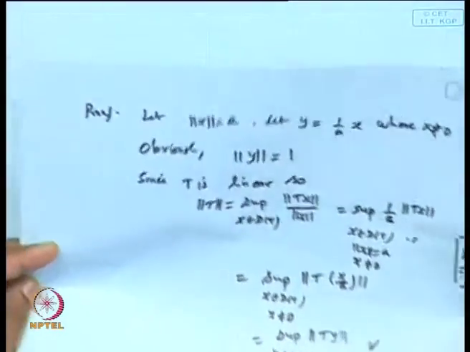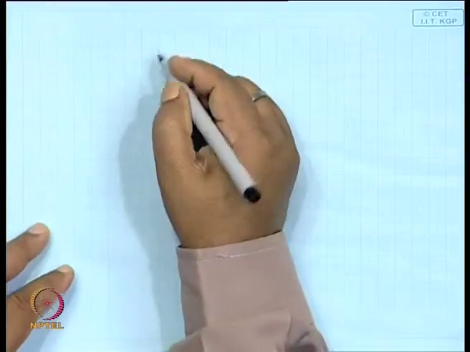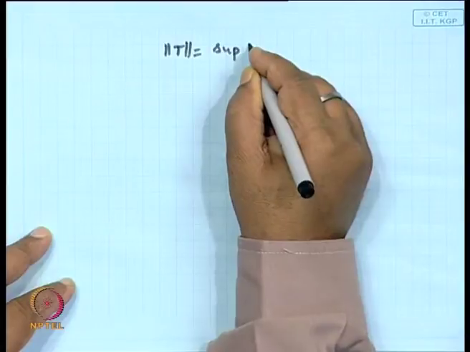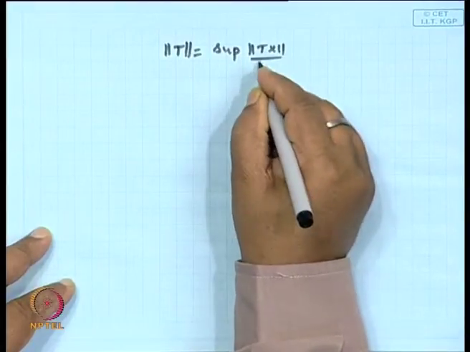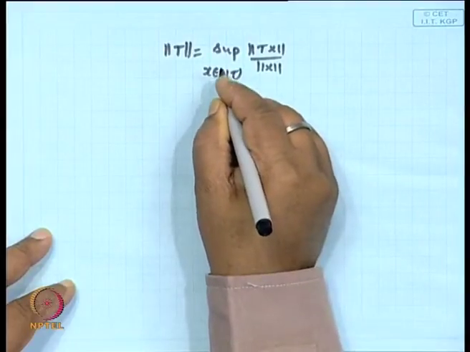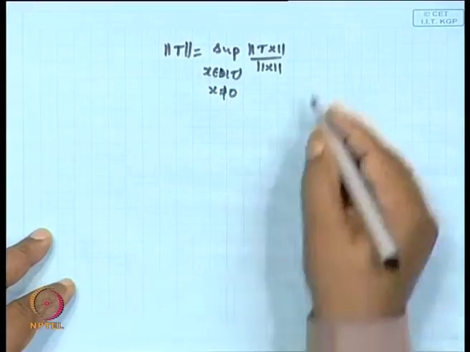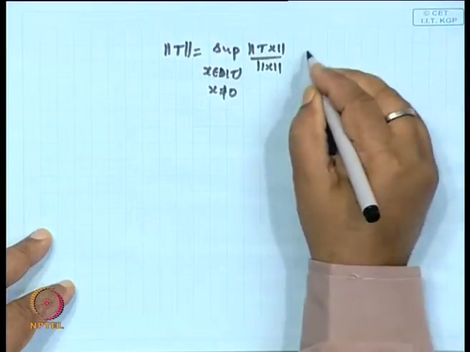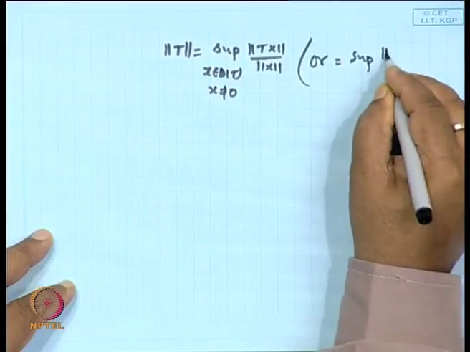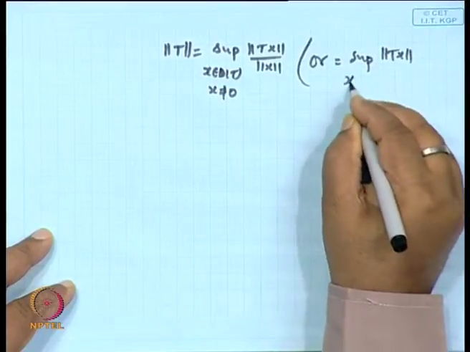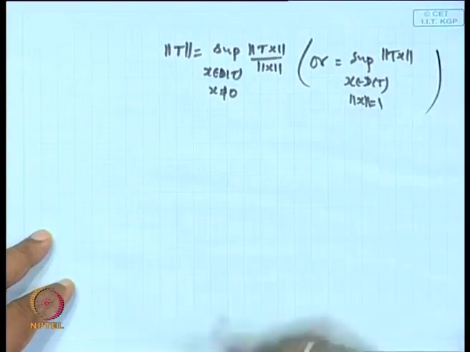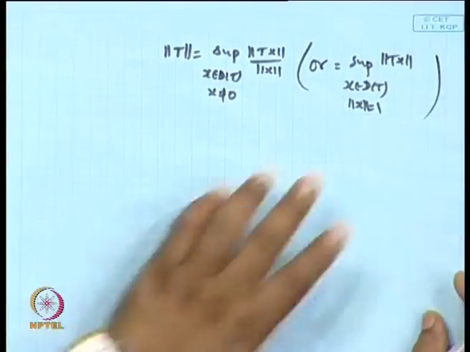So, the norm of a bounded linear operator one can define in this way as the supremum of norm of Tx over norm x, where x belongs to the domain of T and x is not equal to 0, or equivalently we can also say it equals the supremum of norm of Tx over all x belonging to D(T), where the norm of x is equal to 1. Clear? So, either this way or B.